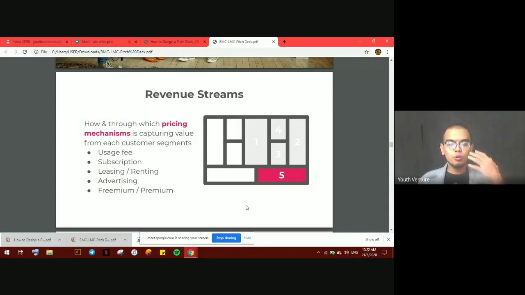So revenue stream is how, and through which pricing mechanism, you capture value from each customer segment. Meaning that you are not making money by just selling your product. You are making money by delivering your service. You are making money by solving your customer's problem. So, for example, what you can do is add a usage fee, subscription, leasing or renting, advertising, freemium or premium.